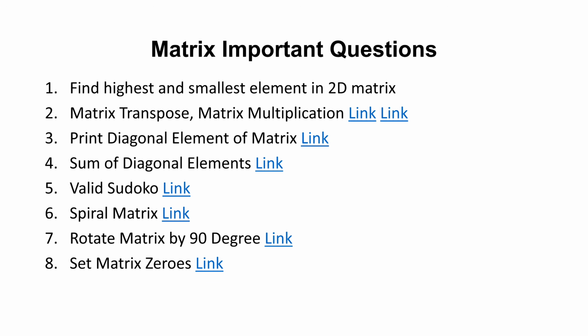Find the highest and smallest element in a 2D matrix, matrix transpose, matrix multiplication, basic ones, print diagonal elements of a matrix, sum of diagonal elements, valid Sudoku and spiral matrix, important ones. These are LeetCode questions. Rotate matrix by 90 degrees, set matrix zeroes. These are all LeetCode questions. You can tap the link, go to LeetCode, and solve the questions and practice them. If you master these matrix problems, you will be able to handle most matrix-based coding questions generally asked as the second question in the advanced coding section in TCS.